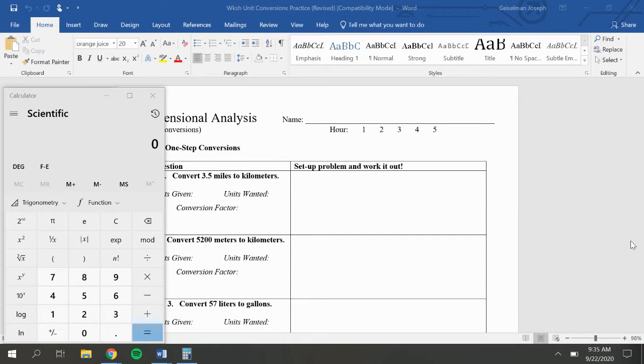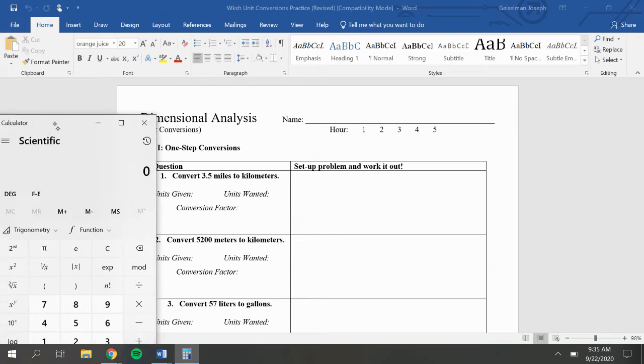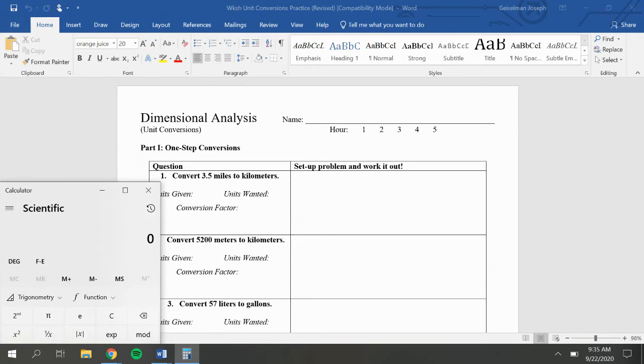So the first thing is I always have to have my calculator out while I'm doing these because we're going to need to be converting a lot, and that means I'm going to have to be using my calculator. So I have a calculator here on the screen that I'll be using.